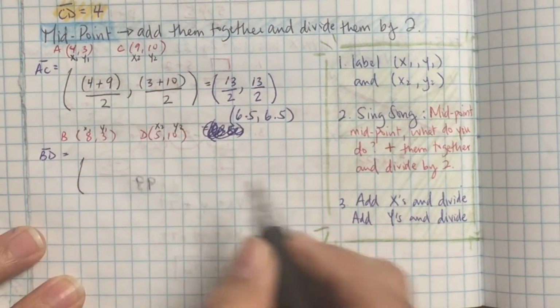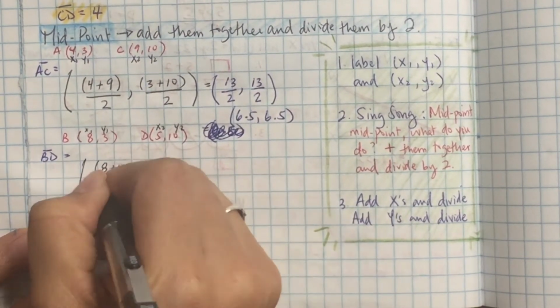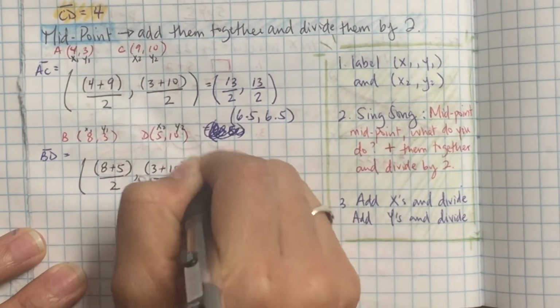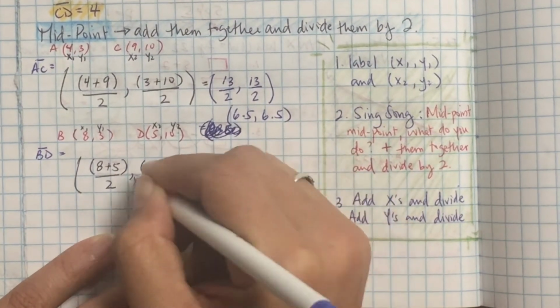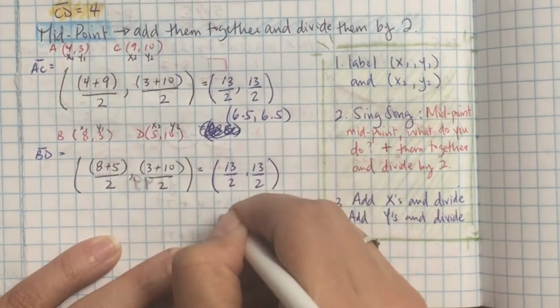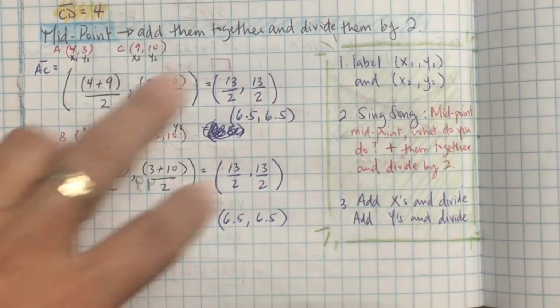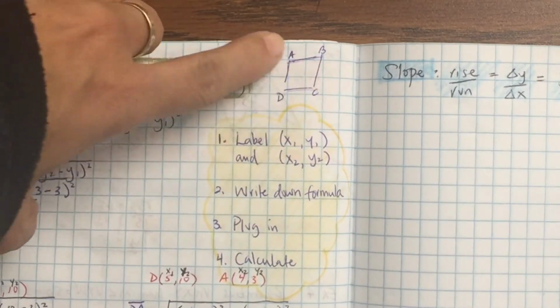Alright, so you're adding the x's together, so 8 plus 5, divided by 2. You're adding the y's together, so 3 plus 10, and dividing that by 2. 8 plus 5 is 13, divided by 2. 3 plus 10 is 13, divided by 2, so it's going to give me 6.5, 6.5. So you can see that they're the same. The x and the y coordinate are the same. And we'll get into that in a little bit.